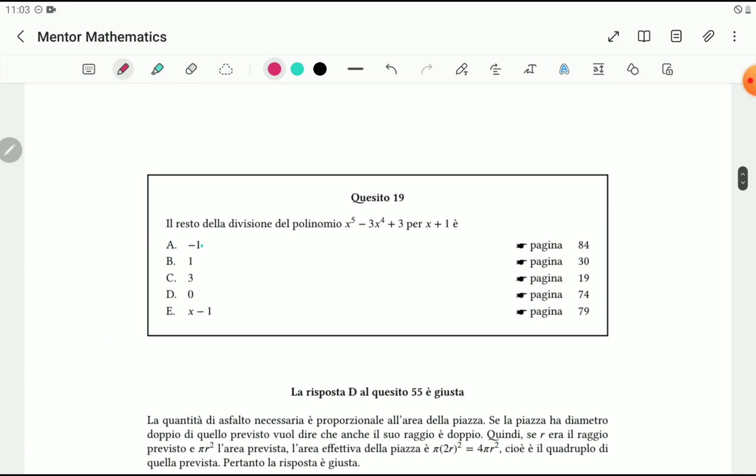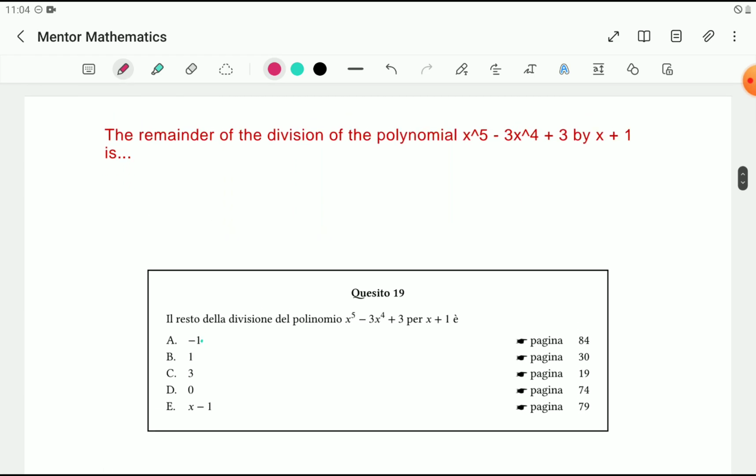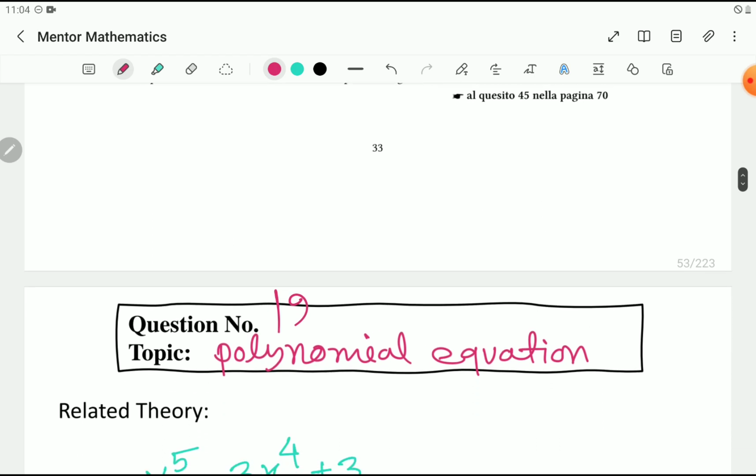Okay, this is our problem number 19. The remainder of a division of the polynomial x power 5 minus 3x power 4 plus 3 by x plus 1 is. So this particular problem you can just solve it.